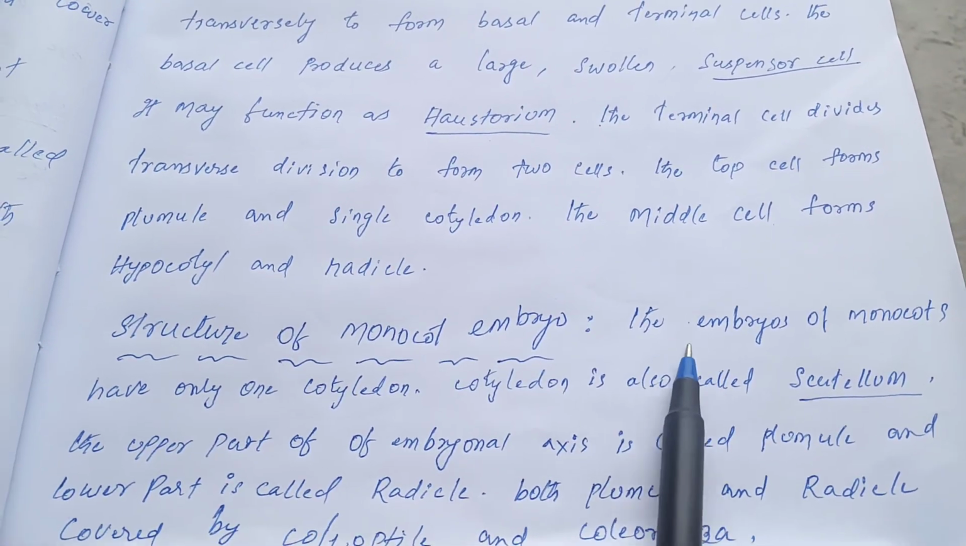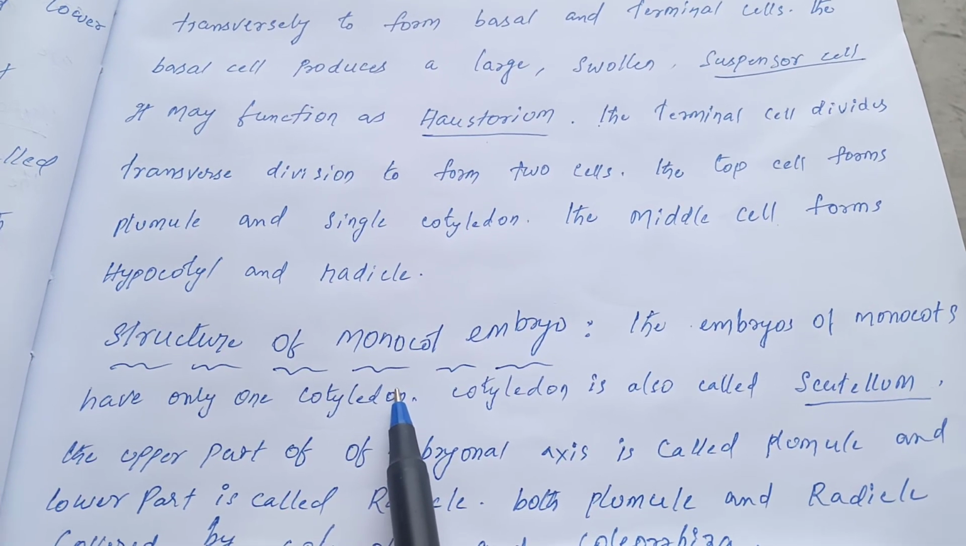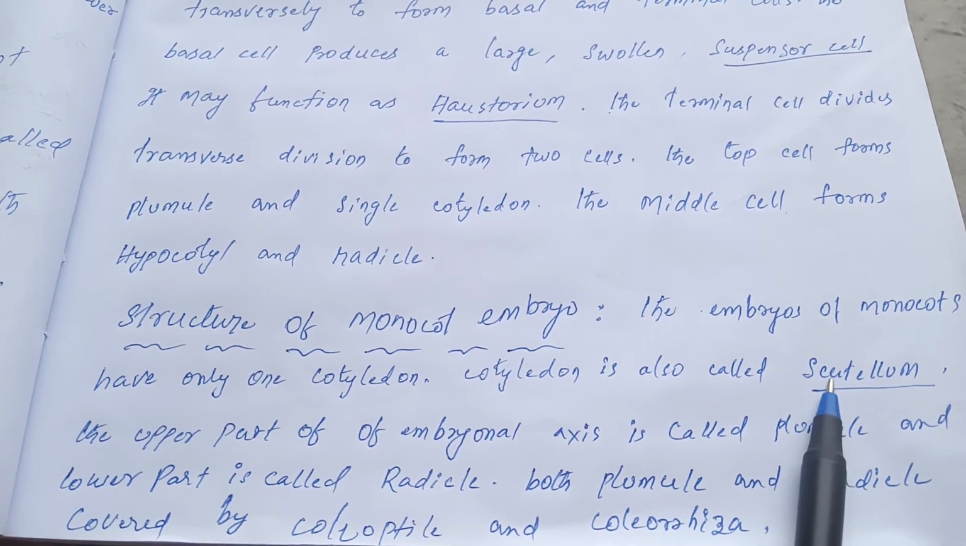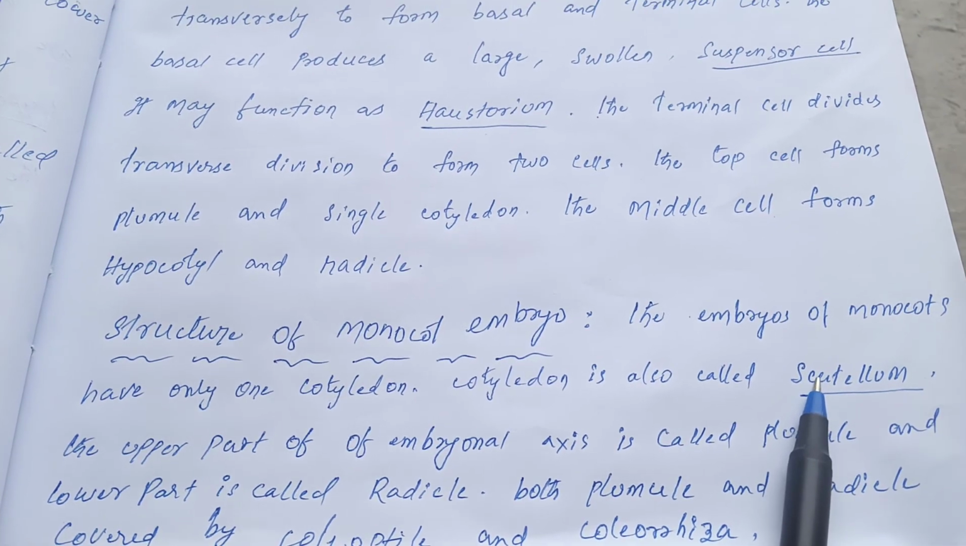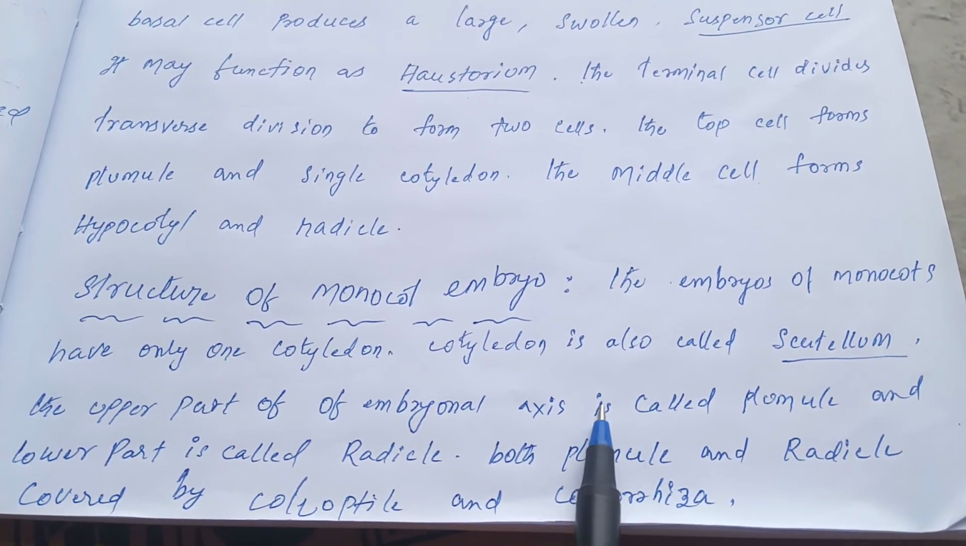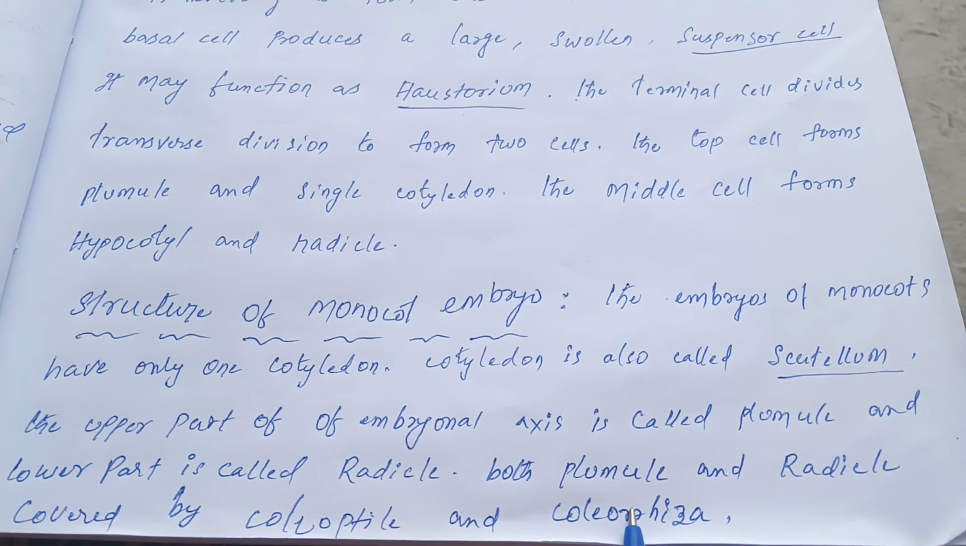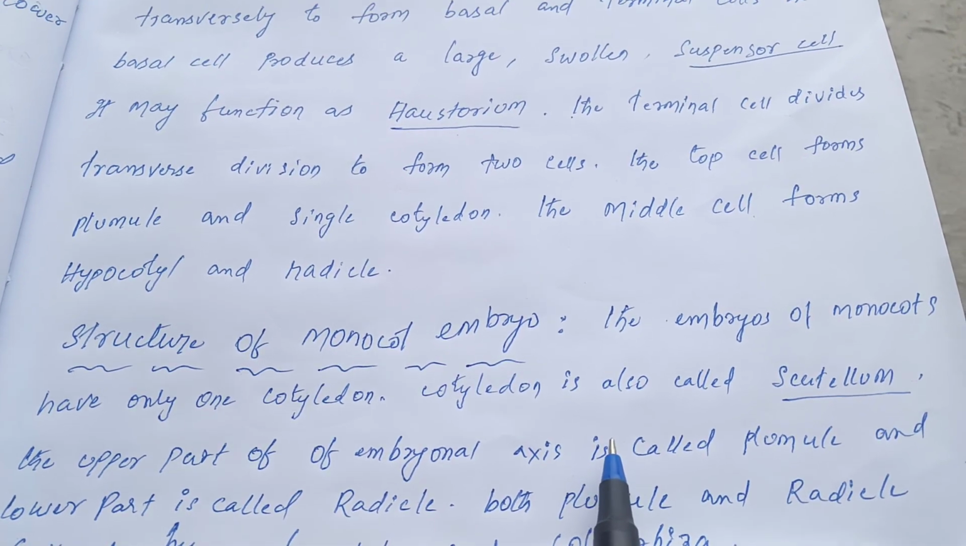The embryo of monocots has only one cotyledon and an embryonal axis. And in monocot embryo, the cotyledon is also called scutellum. It is a large shield shaped. Then the upper part of the embryonal axis is called plumule and the lower part is called radicle. Both plumule and radicle are covered by coleoptile and coleorhiza respectively. So this is the structure of monocot embryo.